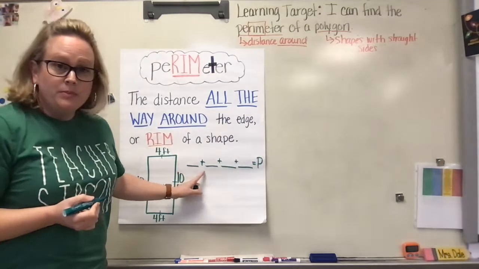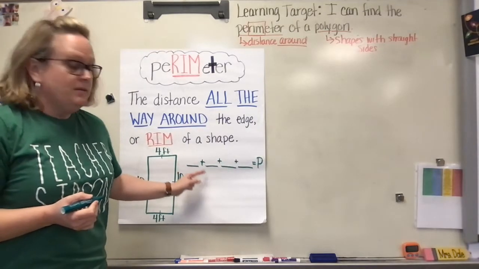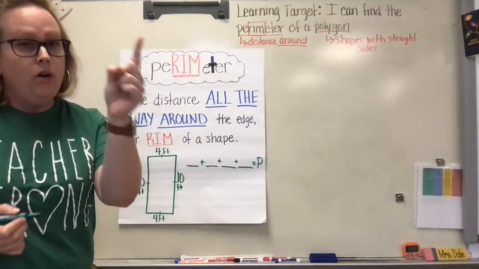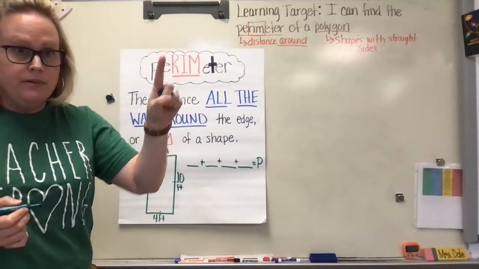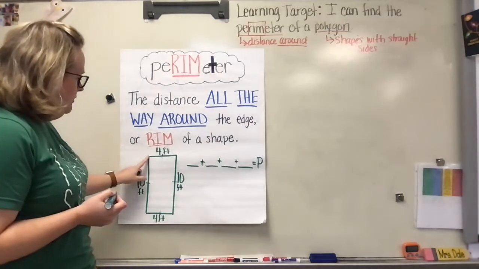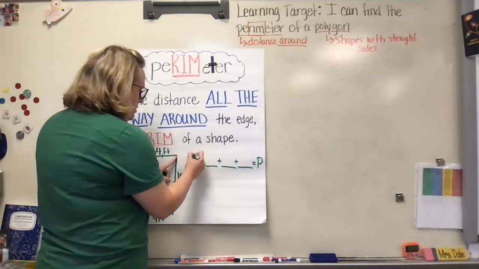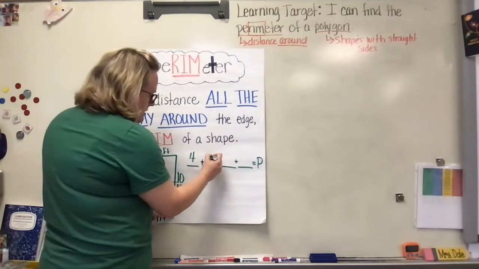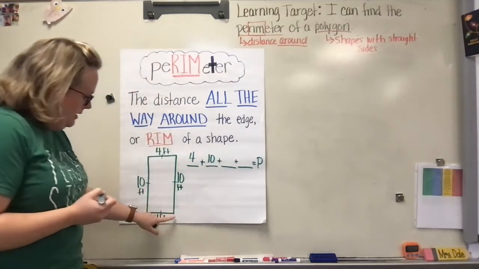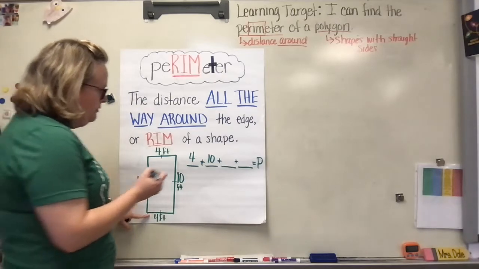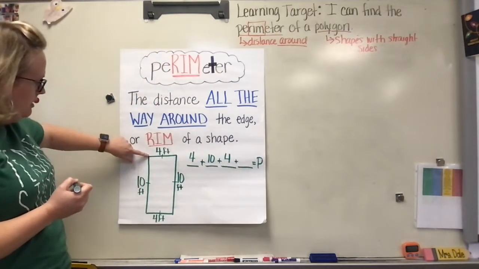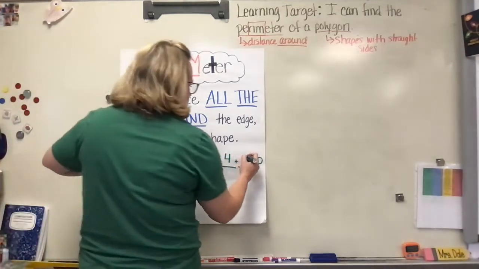Sometimes I like to start my thinking by putting a space for each of the 4 sides. That way I'm sure I go all the way around my shape. If I went from here to here, that's 4. From here to here, that's 10 feet. Here to here, another 4 feet. And then from here to here, 10 more feet.